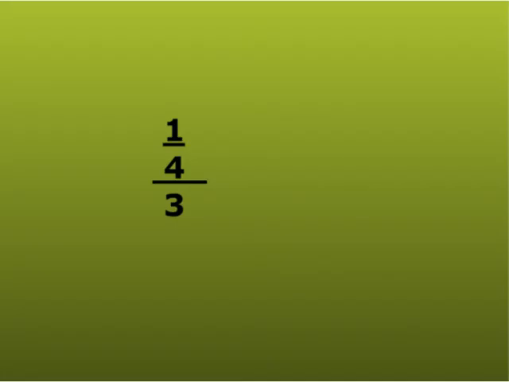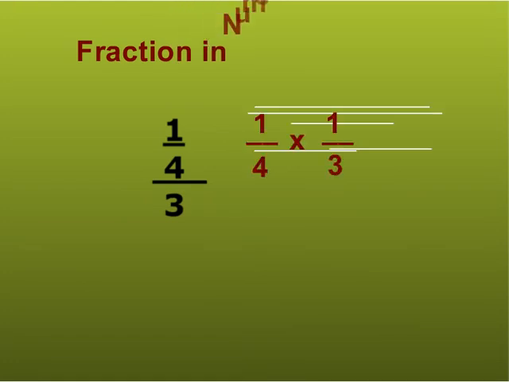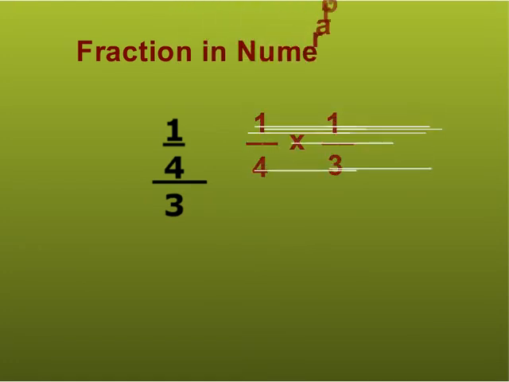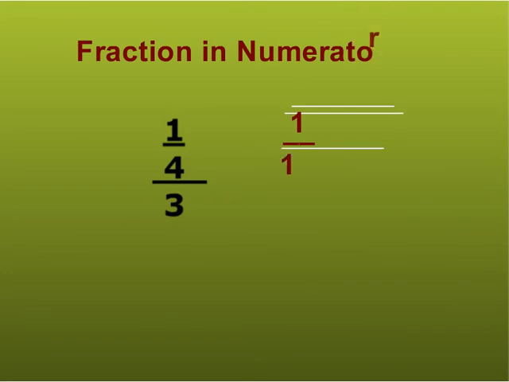The SAT loves to give you fractions within fractions. If you have a fraction in the numerator, it's really pretty simple. It just drops down. In effect, if I've got 1/4 over 3, I'm just looking for 1/3 of 1/4, which is 1/12.